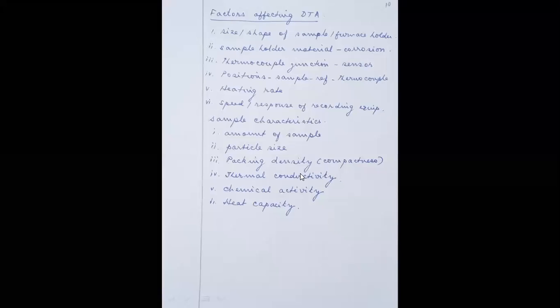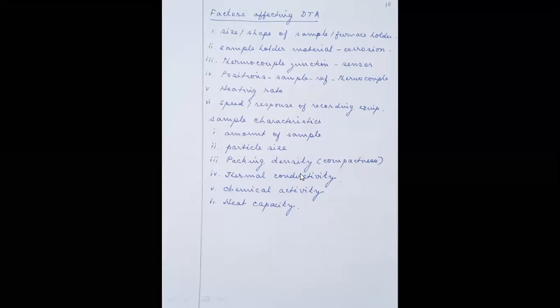And another one is the thermal conductivity, whether the substance is conducting the heat or it is using the entire heat for its own purpose, the chemical change, the physical change. And another one is the chemical activity, whether the substance is chemically inert or chemically susceptible for certain reactions. So that also plays an important role in determining the sample characteristics.